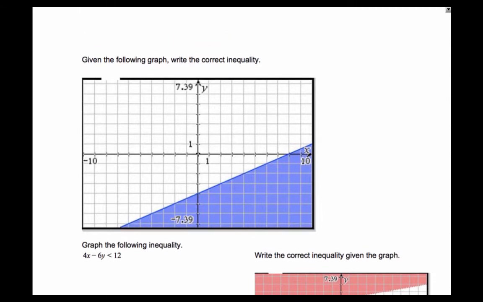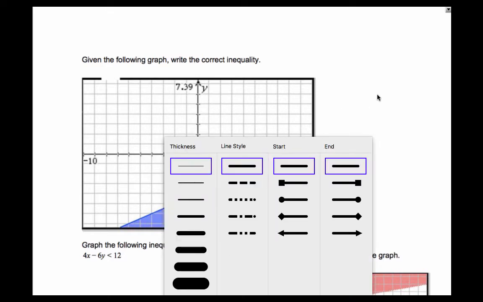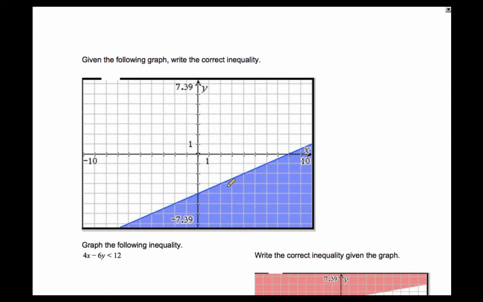All right, so in this example, it says given the following graph, write the correct inequality. All right, so this is interesting. Given the following graph, what do I need to identify about this graph? Well, I need to identify my m and my b.